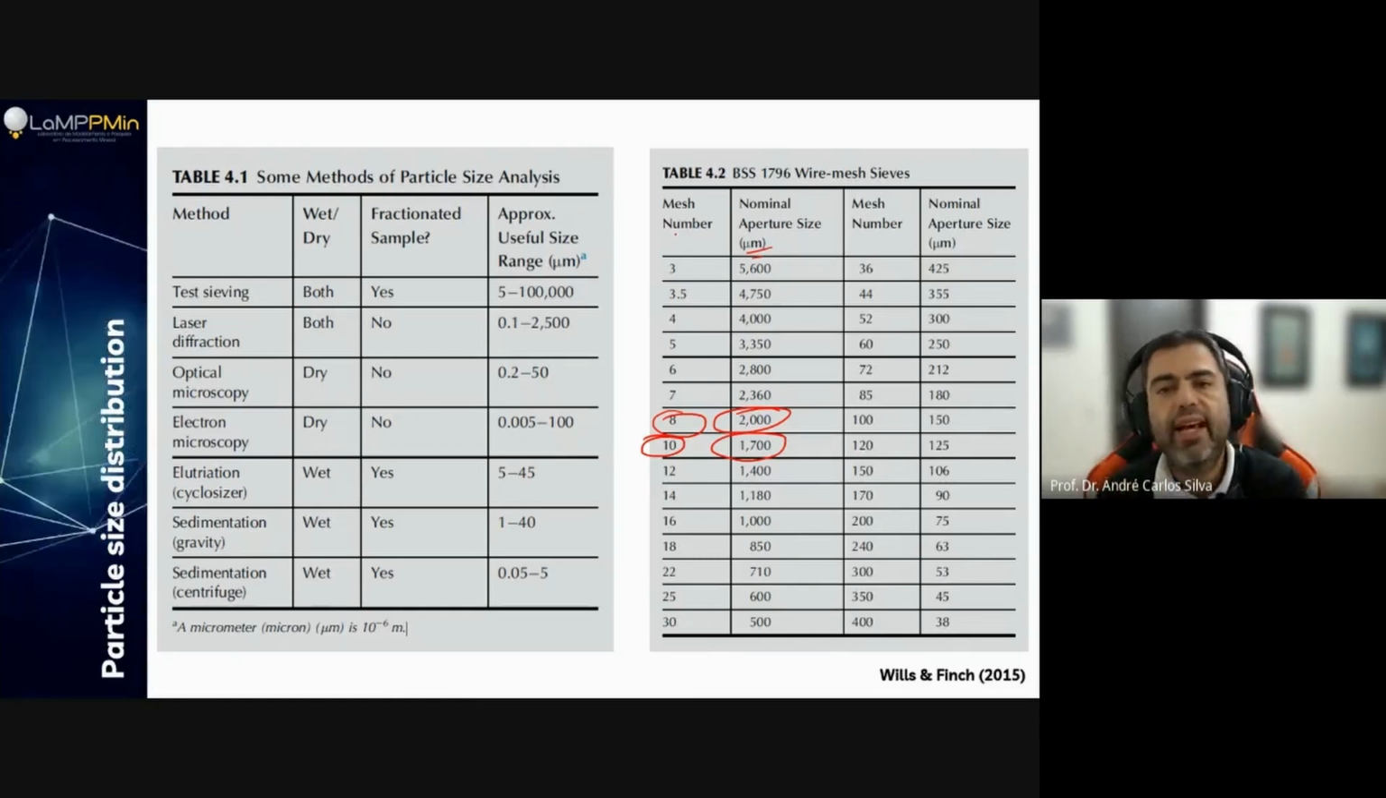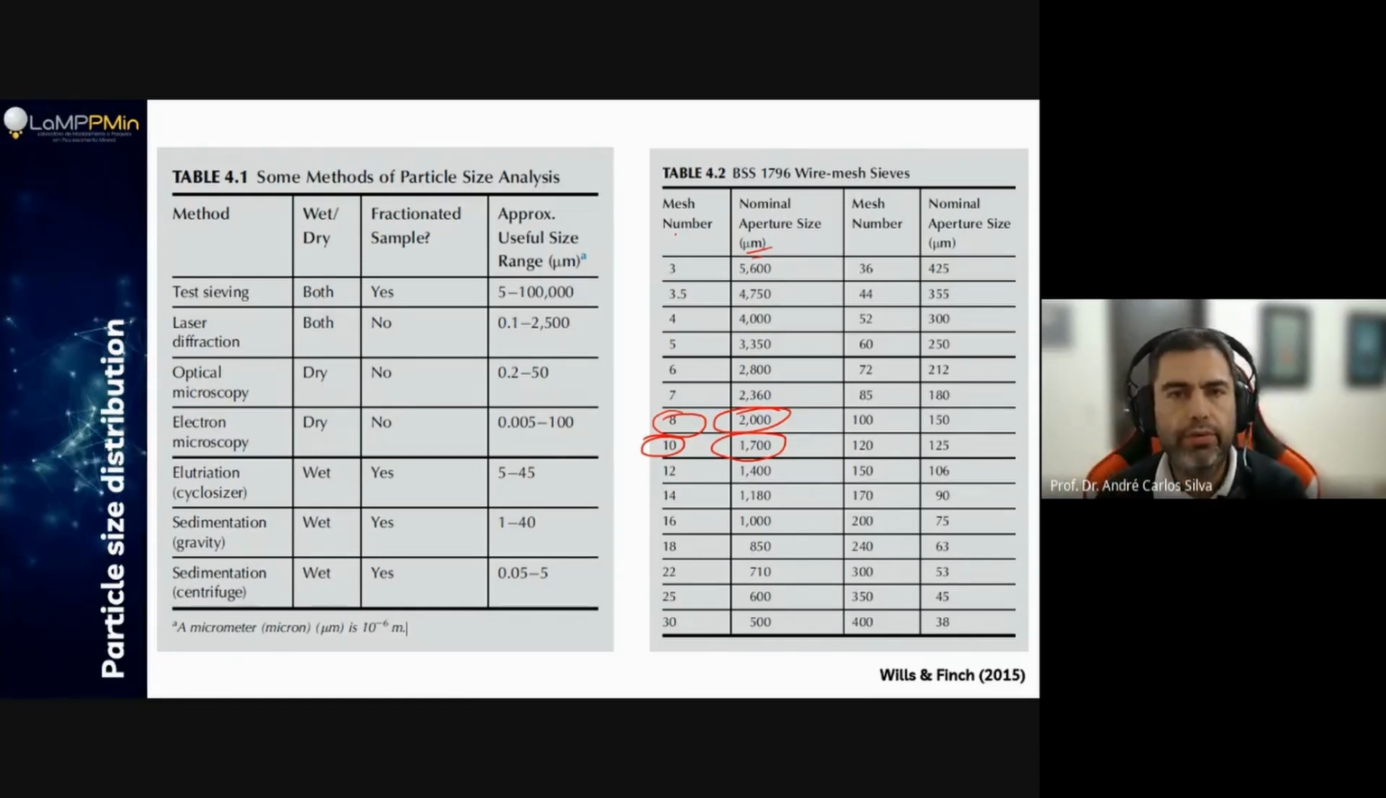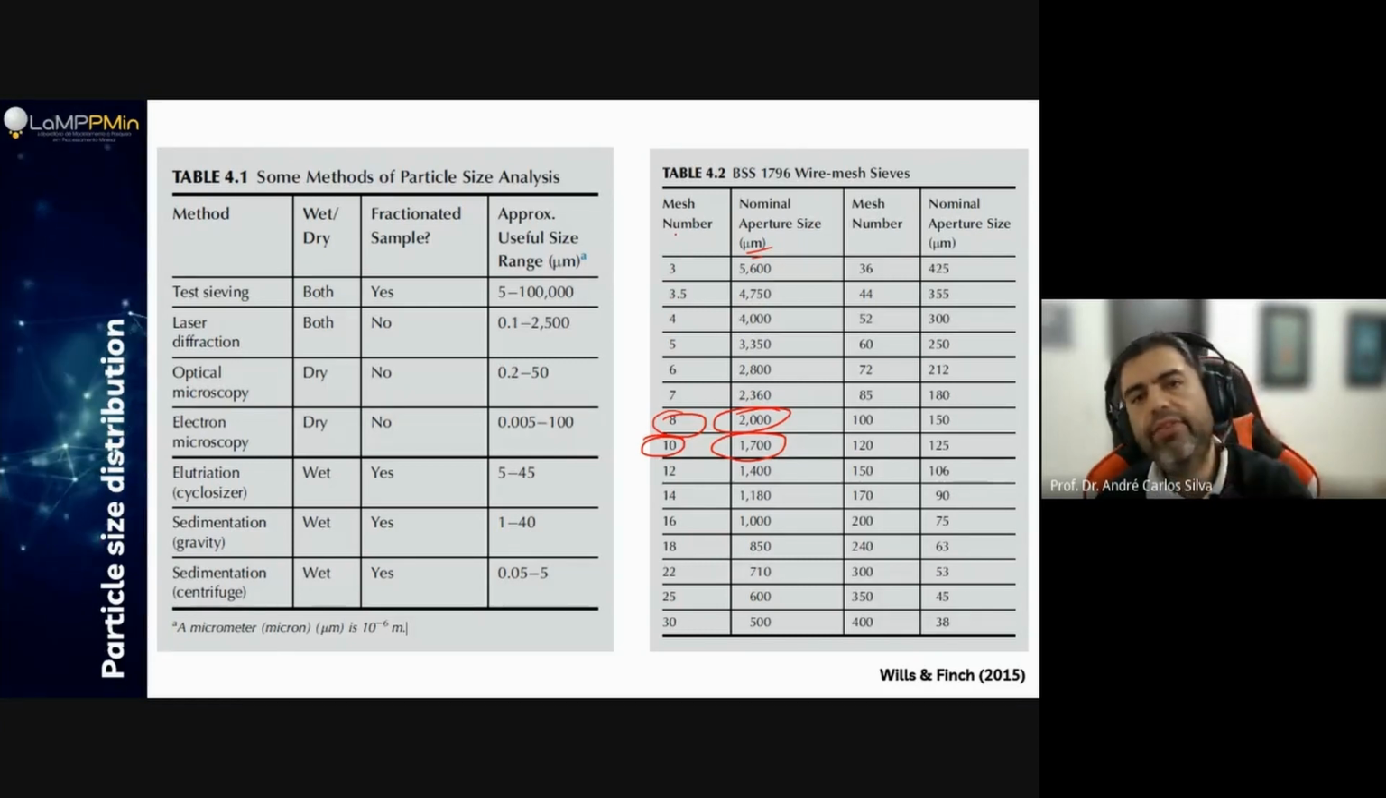But what is the smallest size that I can actually work with in a sieve? Here Wills is proposing 5 micrometers, and I disagree. I strongly disagree. I can go up to 25 micrometers.